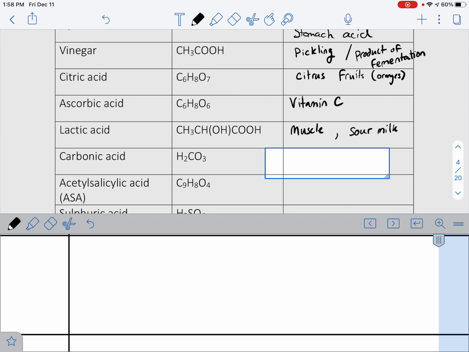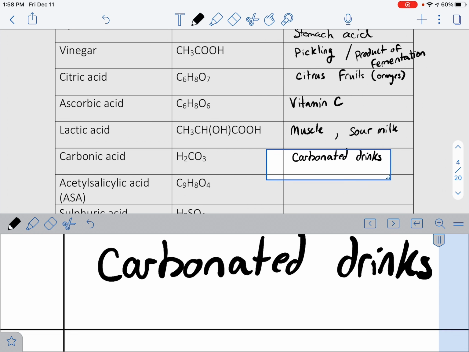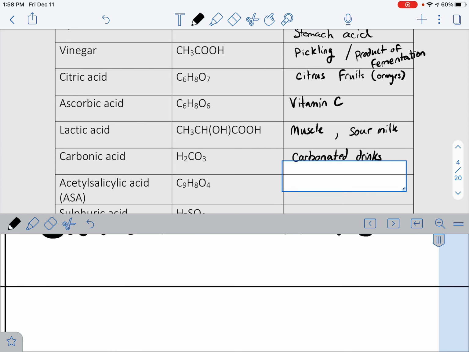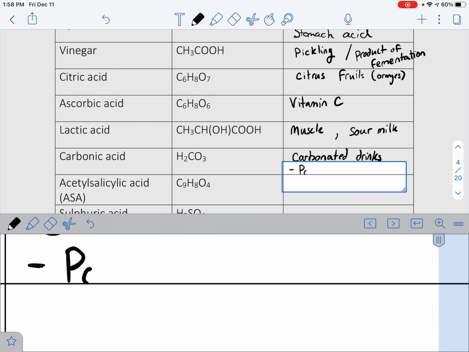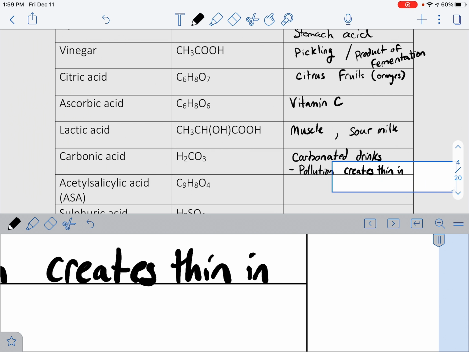Carbonic acid is in carbonated drinks. So Coke and Pepsi, all those sorts of things. You can also find it in the ocean. Ocean acidification is due to carbonic acid. So it is also pollution. Pollution creates this in the ocean.